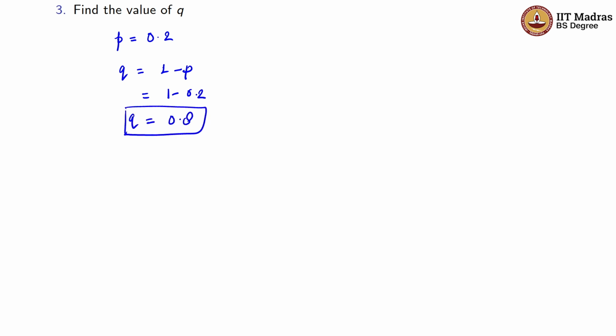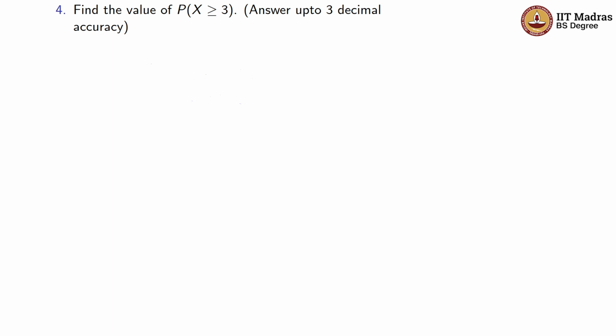Question number 4. Find the value of the probability X is greater than or equal to 3. We can write it as 1 minus the probability X is less than 3. Here X is following a binomial distribution, so X will be a discrete random variable. So we can write it as X is less than or equal to 2. So the probability X is less than or equal to 2 is nothing but the CDF at point 2.